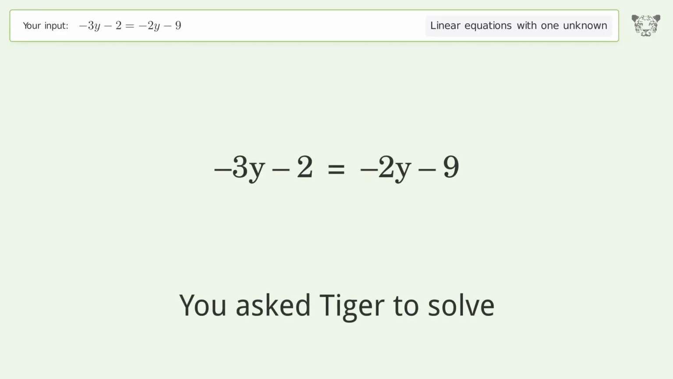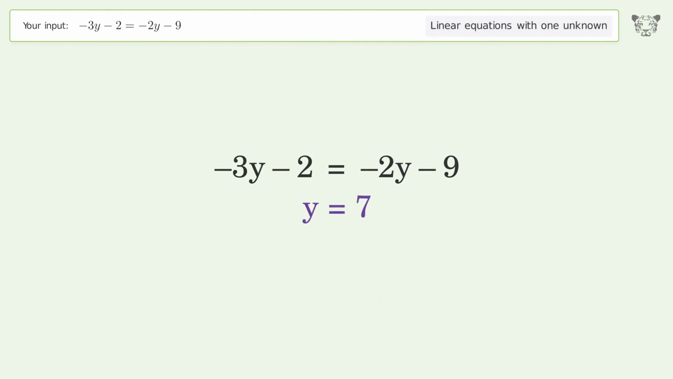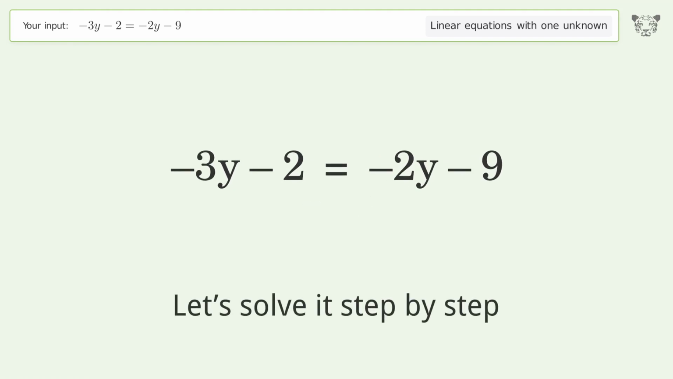You ask Tiger to solve. This deals with linear equations with one unknown. The final result is y equals 7. Let's solve it step by step.